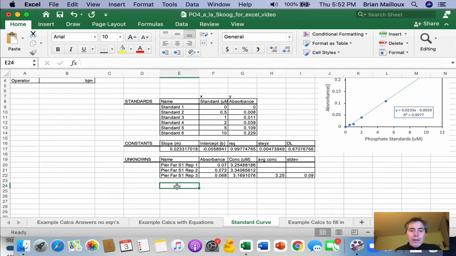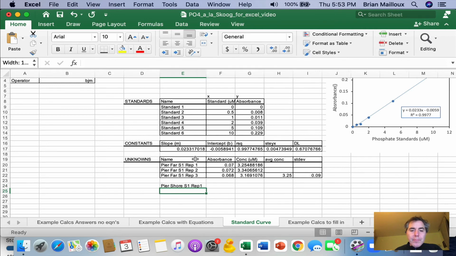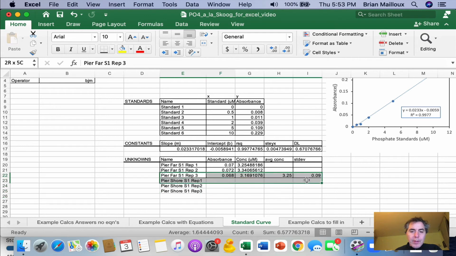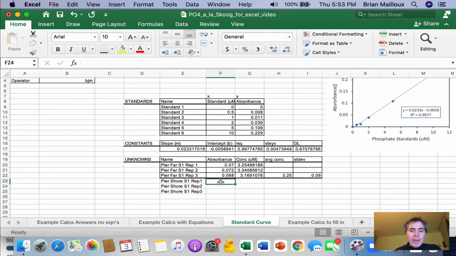Now you can imagine I'm going to have 3 more samples. We're going to go Pier Shore, sample 1, rep 1. Make this a little bit bigger so it looks nice. Let me drag this down, right? So we're going to have 3 samples. What I'd probably do in reality, I'd probably put these right up. I probably wouldn't put a space. I'm going to put them right next to each other. And since we're in a new sample, maybe what I would do is underline it, right? And now we know what they are.